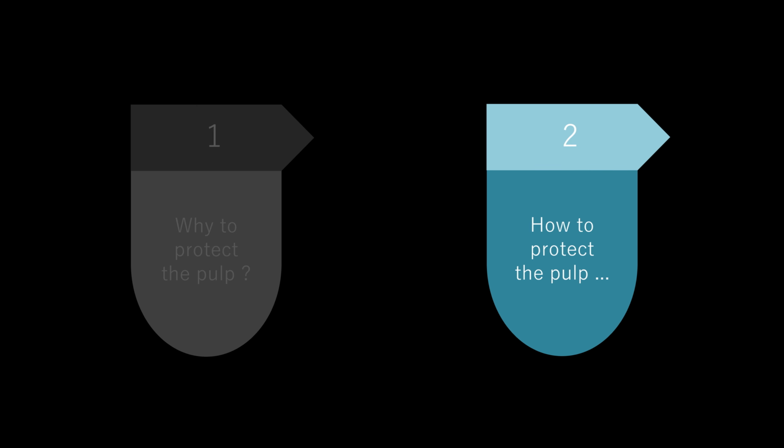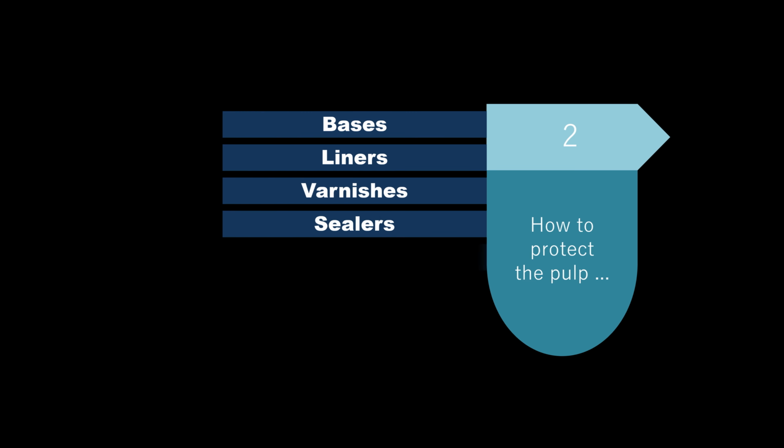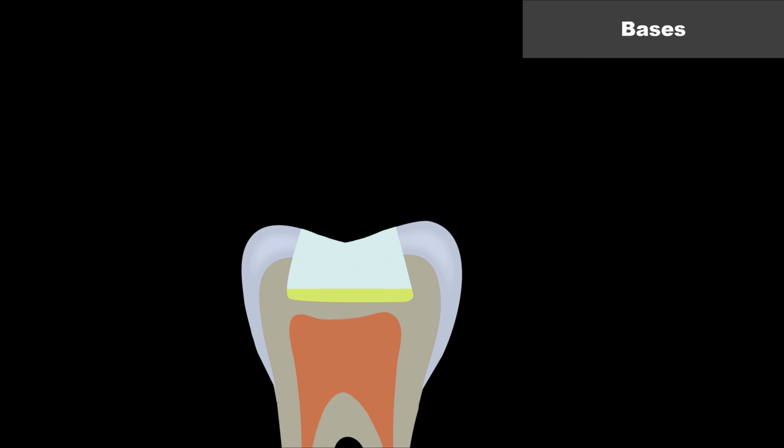So in the second part, we have to learn about how we are going to protect the dental pulp from all these insults. So in order to protect, we have the following ways. One is the application of the bases, liners, varnishes, sealers and dentin adhesives. Let's see one by one.